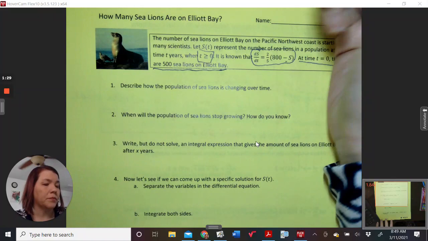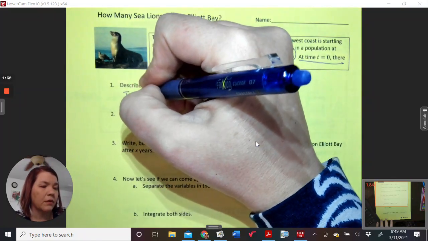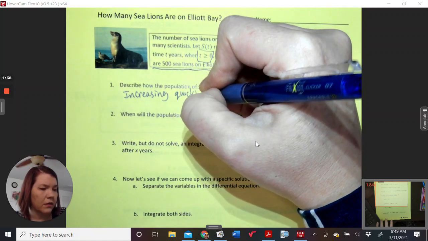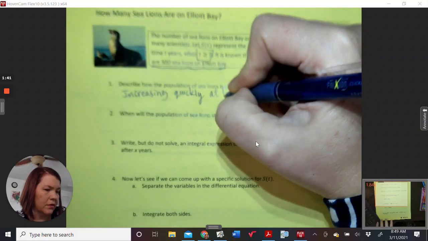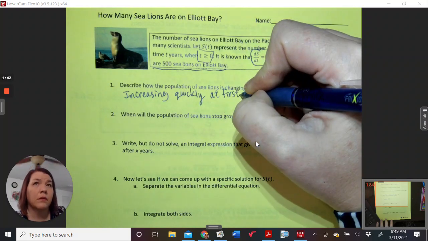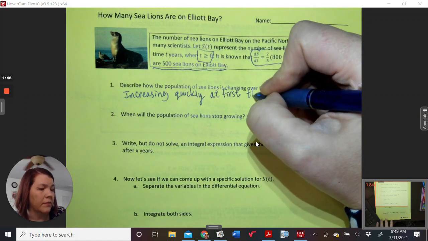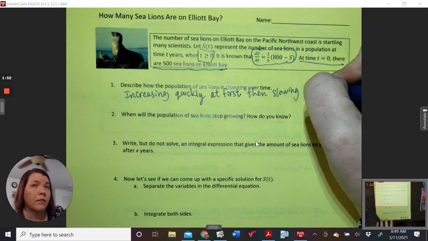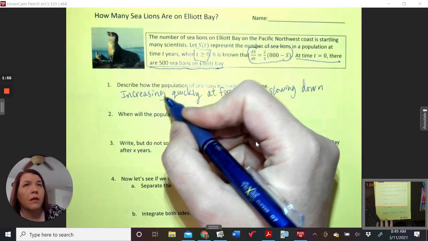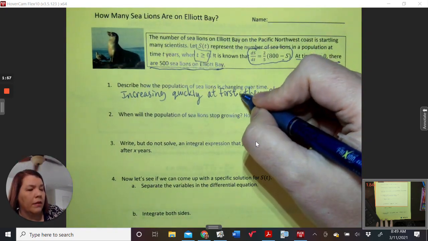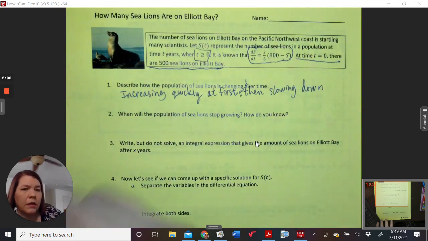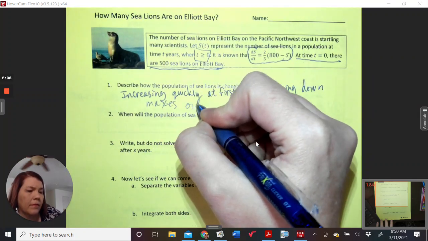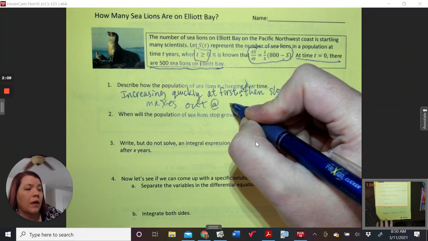So, increasing quickly at first, and then slowing down, and it maxes out at 800.